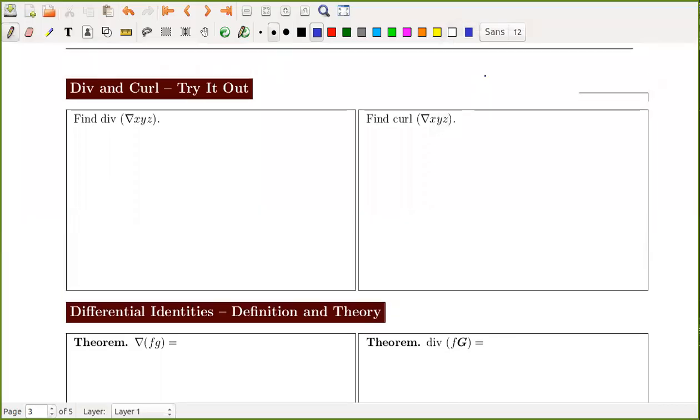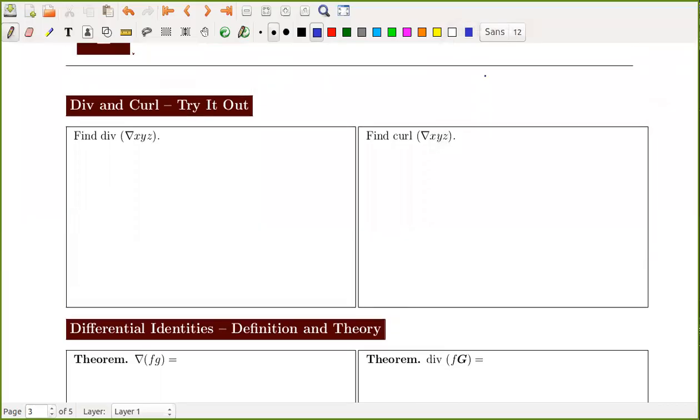Okay, so I just want to do an example. We want to find the divergence of the gradient, and we want to find the curl of the gradient of a certain vector field. So let me come up here and first tell you what the gradient is. Let's compute the gradient of xyz.